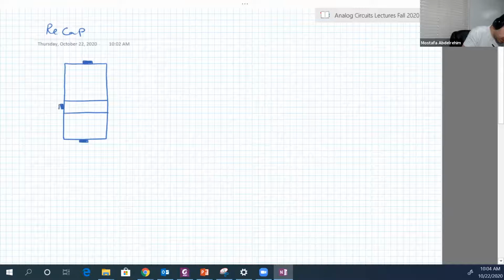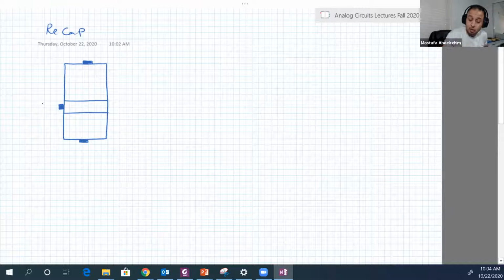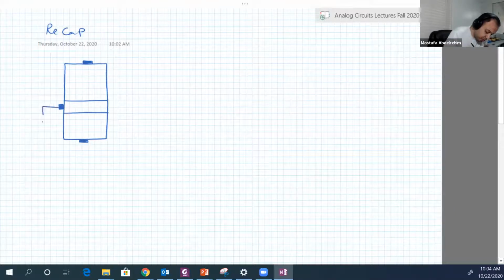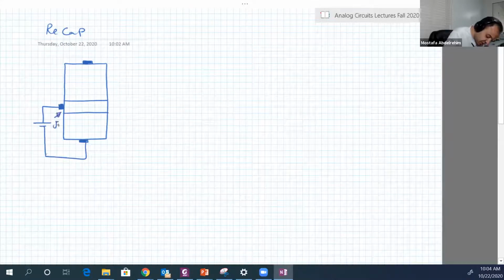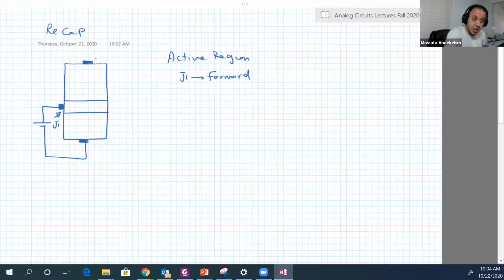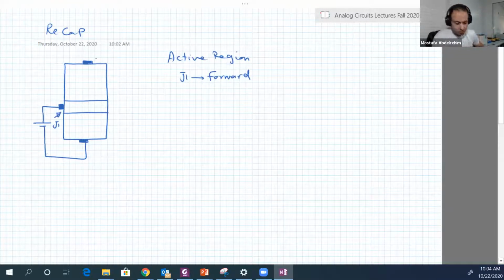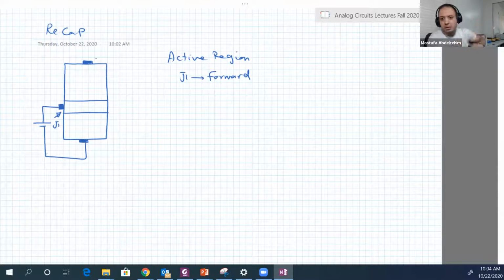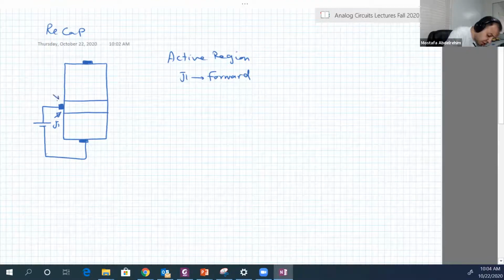And we said that for amplification, we need the transistor to work in the active region. So in active region, this junction J1 should be forward. Enough forward even, I mean, it should have at least 0.7. If it's a diode, it will be on. That's what I mean. And J2 should be reverse for zero bias.